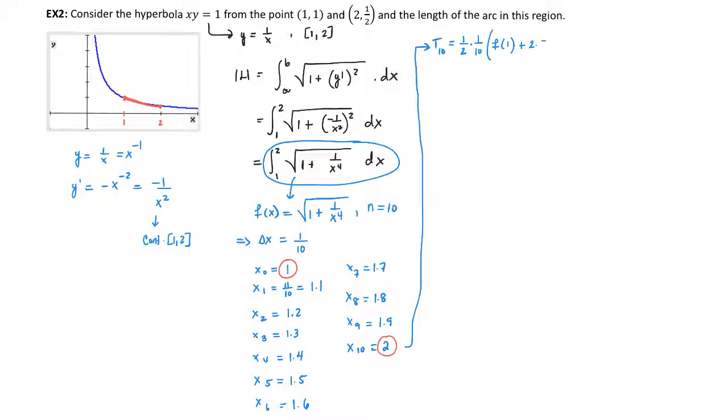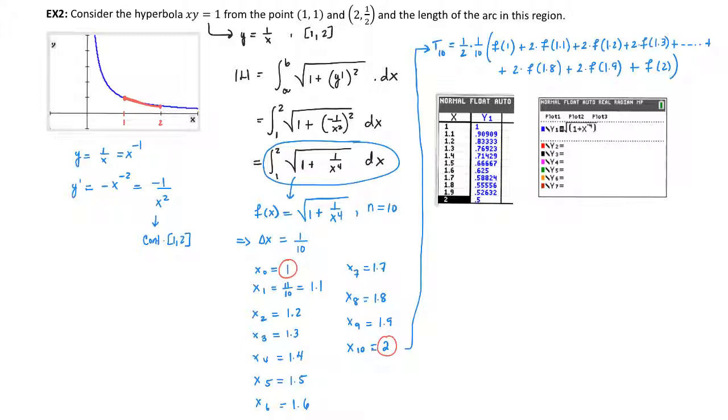plus 2 times f of 1.1 plus 2 times f of 1.2 plus 2 times f of 1.3 plus dot dot dot, and we continue in this way with 2 times f of 1.8, I'm going to skip a few in the middle, plus 2 times f of 1.9 plus f of 2. Now you take your time, you enter all this in your calculator, you add up all of these values, and you should have a pretty decent approximation. I use the calculator in order to help me out with the process.